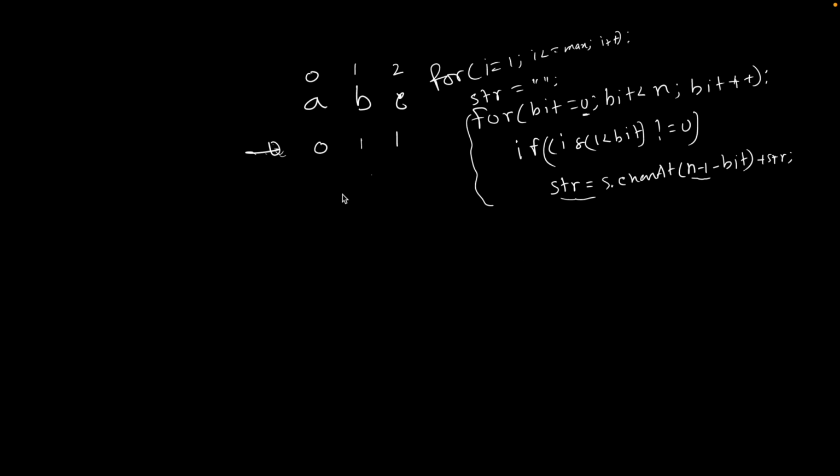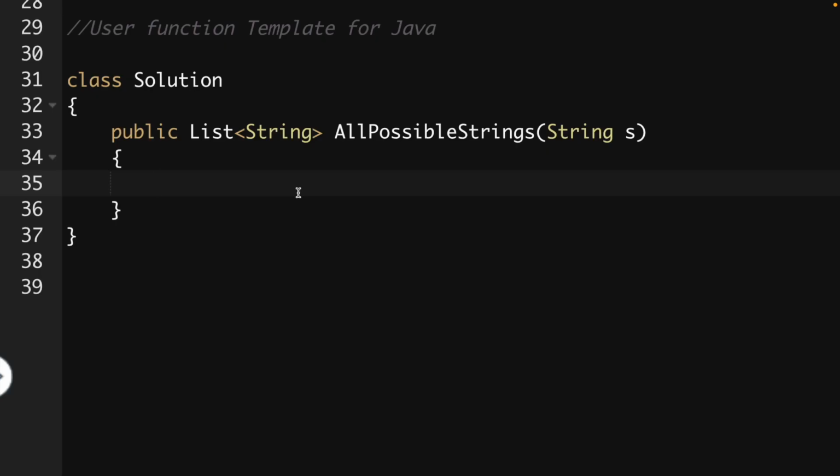When we find all subsequences, or the power set, we'll call a sort function that will sort our list in lexicographical order. So we don't have to worry about the lexicographical order. Now let's implement our algorithm.